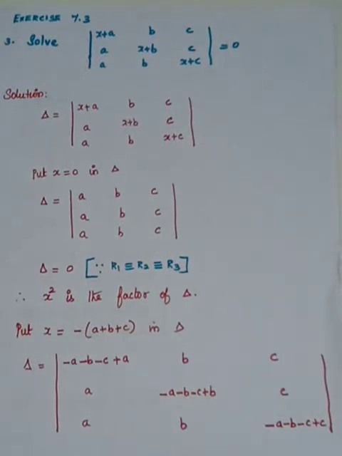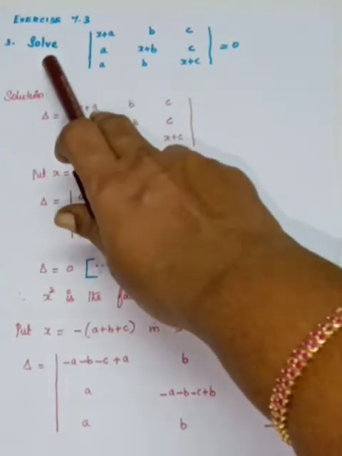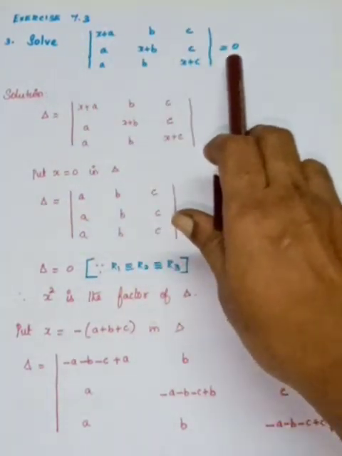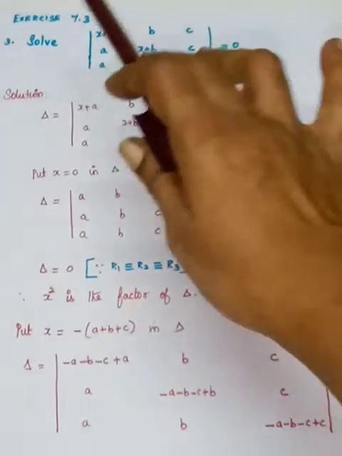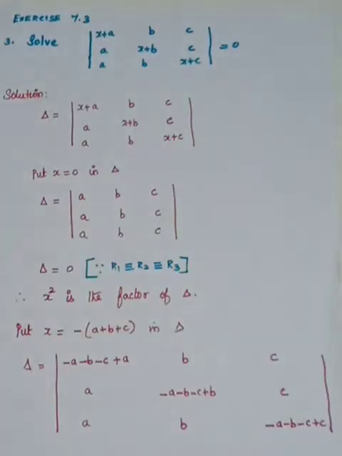Solve the determinant |x+a, b, c; a, x+b, c; a, b, x+c| = 0. In the same exercise, we have seen a similar problem using the factor theorem to prove the result. Here, in the third problem, the determinant value is given as 0, and you have to find the value of x using the factor method.